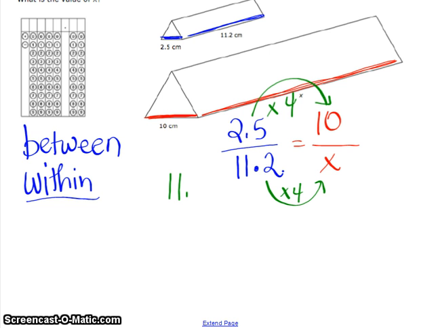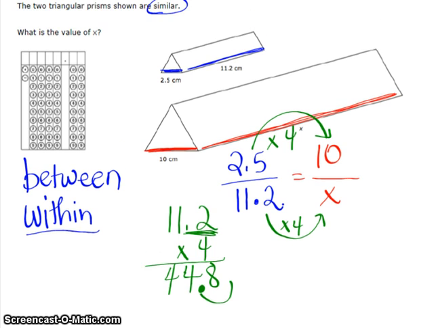So I'm going to take 11.2. I'm going to multiply by 4. 4 times 2 is 8. 4 times 1 is 4. 4 times 1 is 4. I have 1 decimal place, so that means I'm going to move my decimal 1 place to the left. And so my answer that I need to bubble is 44 8/10.